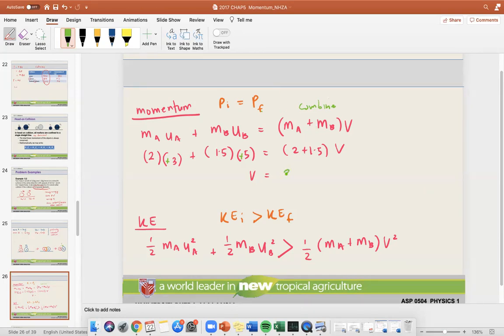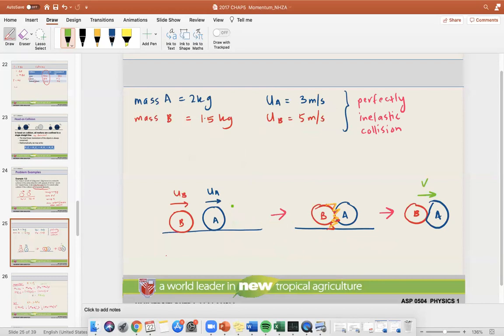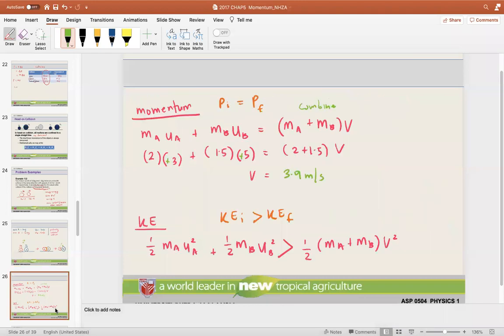3.9. Is it positive? Yes. Okay. So after collision, they move in the same direction as U. This is the U, it's in this direction. The V also moves in the same direction, which is to the right, if your U is to the right. Okay, thank you for the answer. So the answer is 3.9 meters per second.